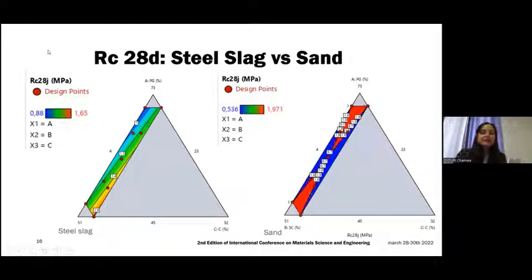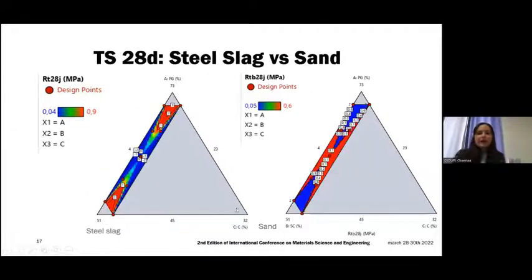Some of the other responses are compressive resistance or compressive strength after 28 days. This is the result for steel slag, first mixture design, and sand, second mixture design. We can arrive at 1.65 megapascal and 1.971 for sand. Now, the same for tensile strength after 28 days, we arrive at 0.9 and 0.6 with sand.